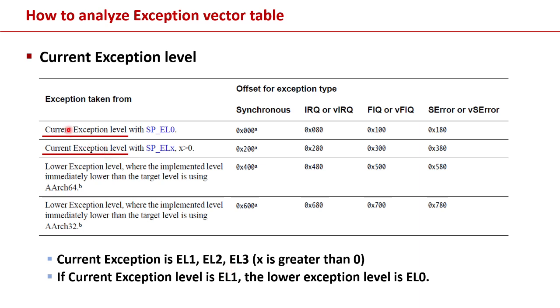If the current exception level is exception level 1, what is the lower exception level? The lower exception level in this case is exception level 0. So if you specify the current exception level as exception level 1, then naturally exception level 0 is the lower exception level. Once you specify the current exception level, I think it will be a little easier for you to understand each item.